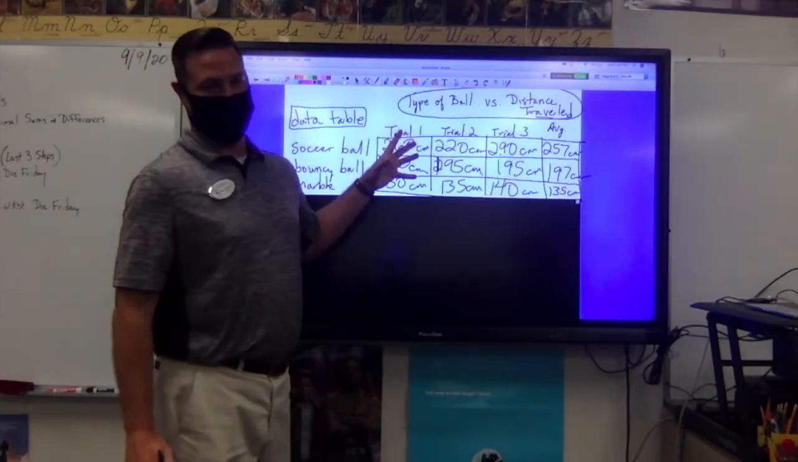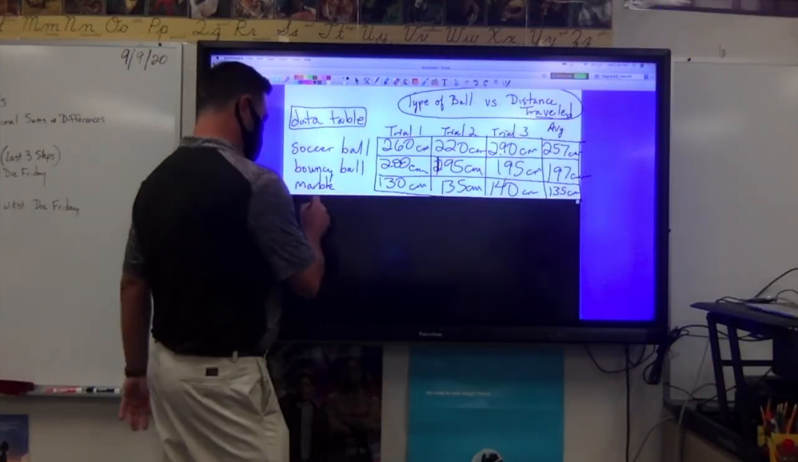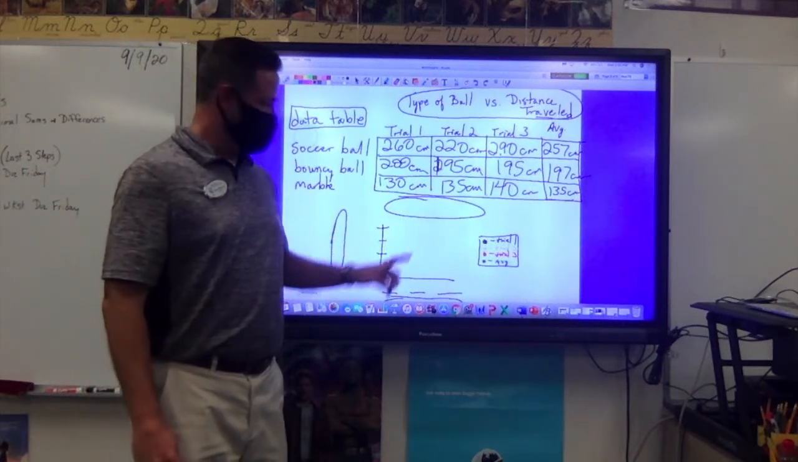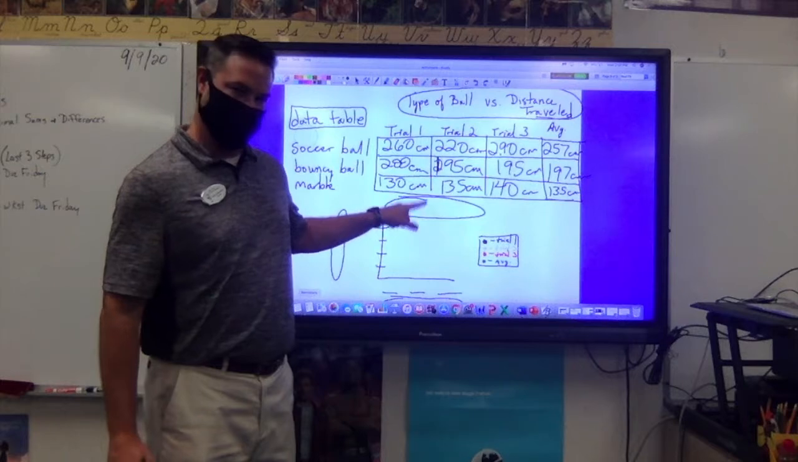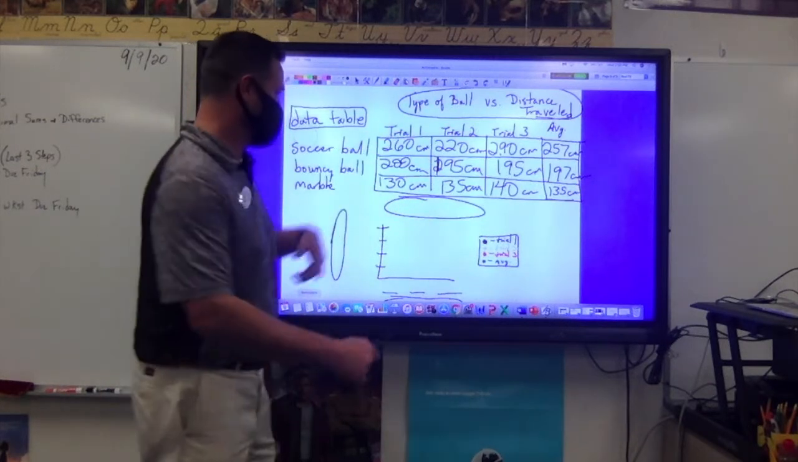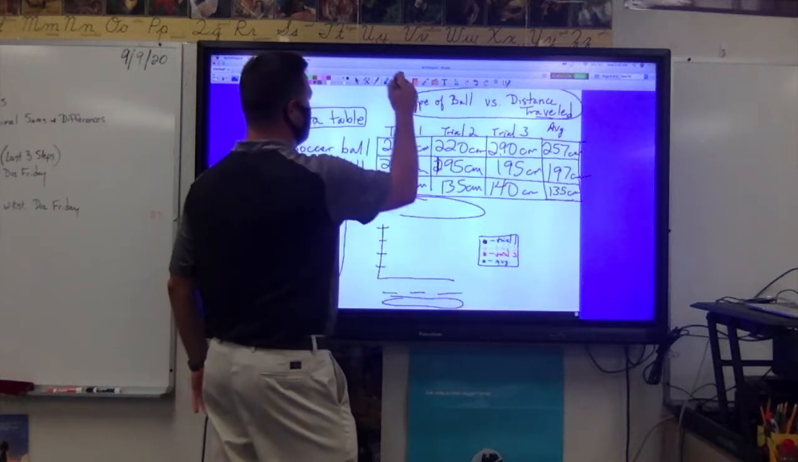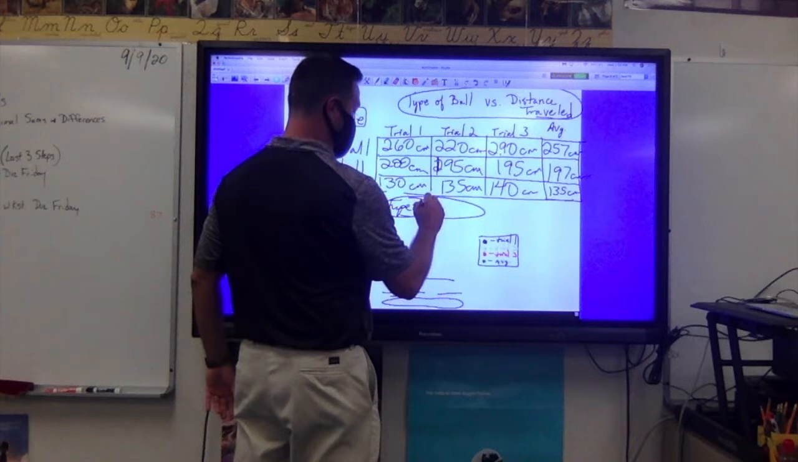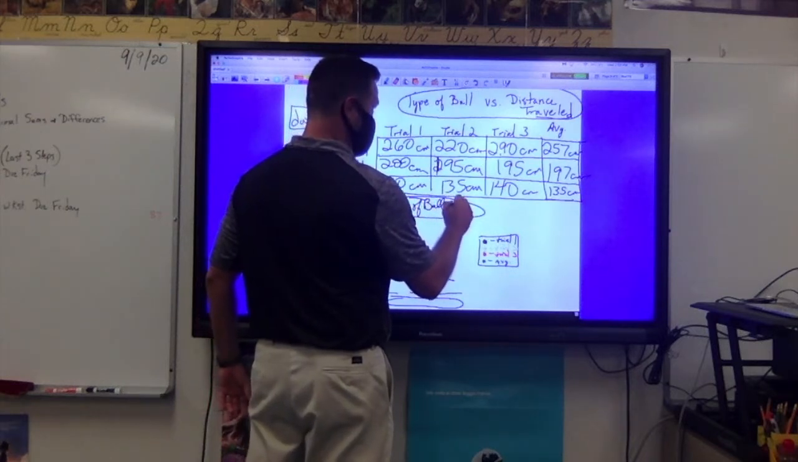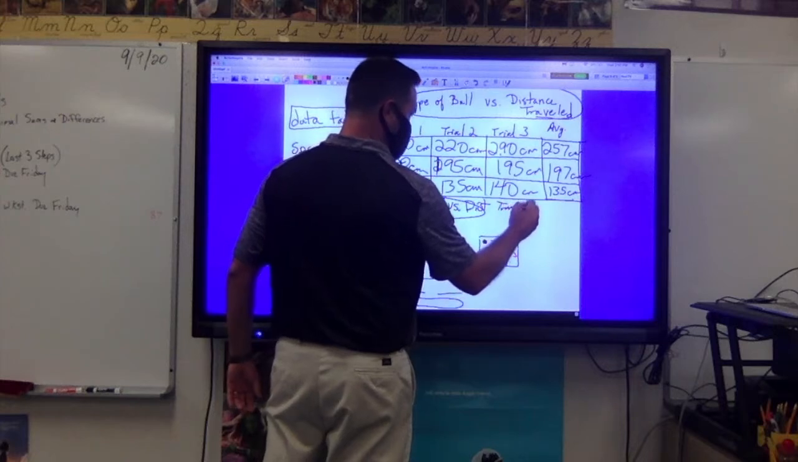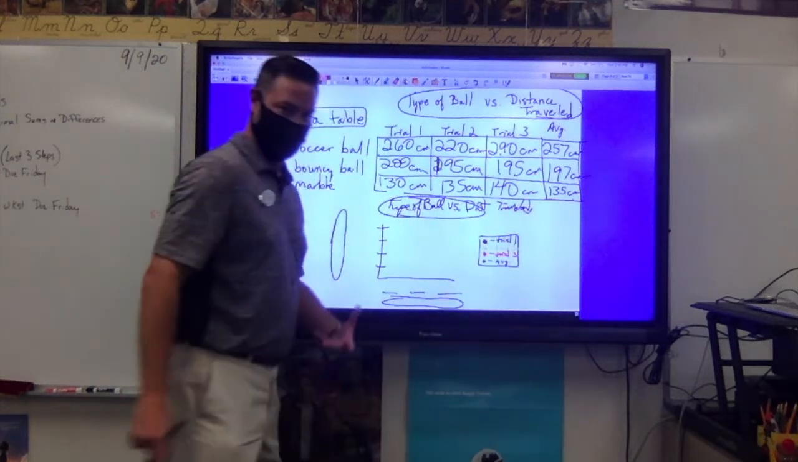Once you get a data table written, then you got to turn it into a graph. So on these graphs, there's a few things that you have to make sure that you have. One is the title. It makes it real easy from the data table. It's the same title as the data table. So this graph is going to be called the type of ball versus the distance traveled. Okay? If you don't have the title, it will be wrong.